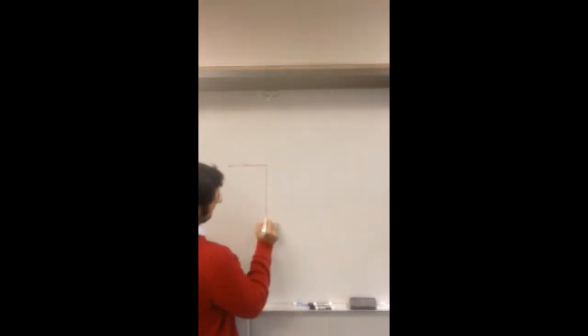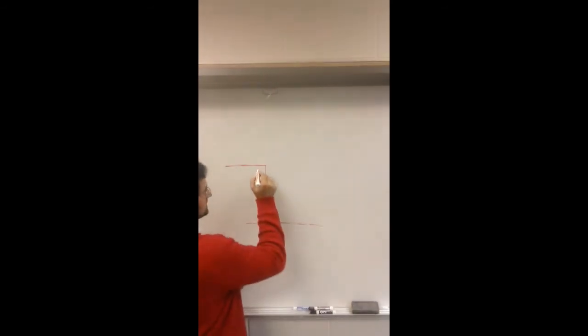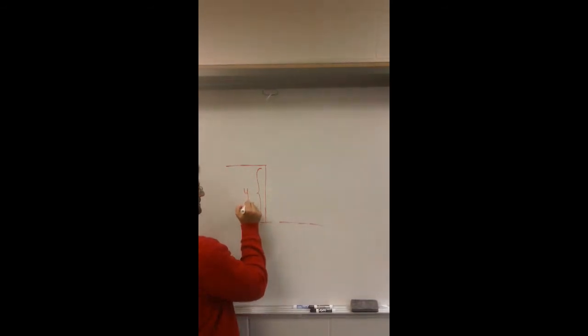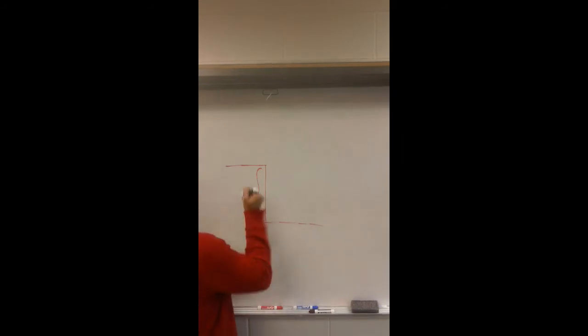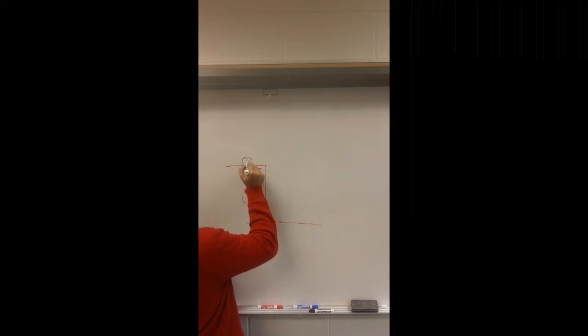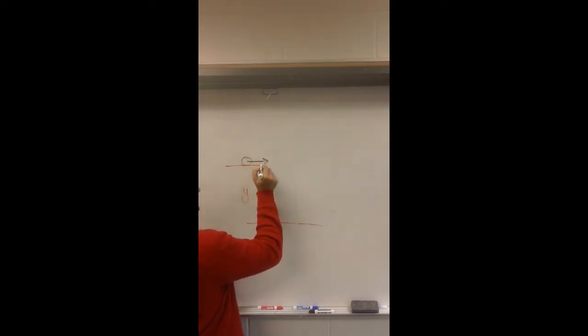So I have a cliff, and the cliff is a certain distance above the ground. It's got a certain height. You can label the height h or y. And there's a ball that's traveling on this cliff. It's traveling with an initial velocity in the x direction.